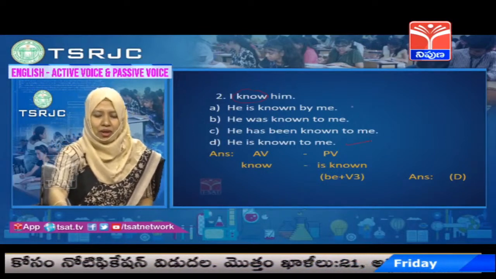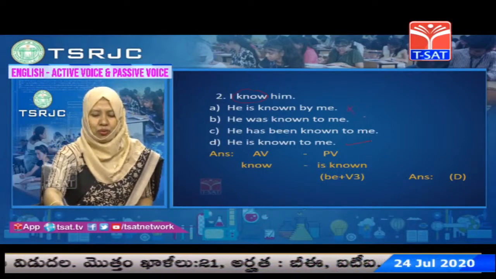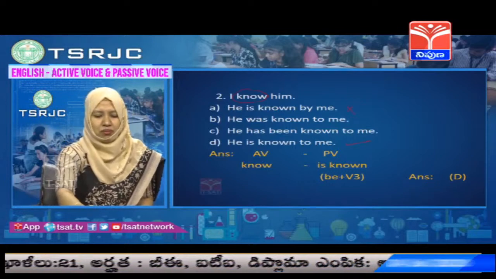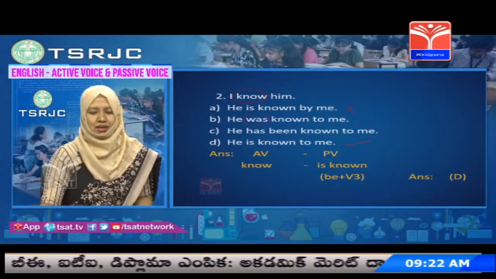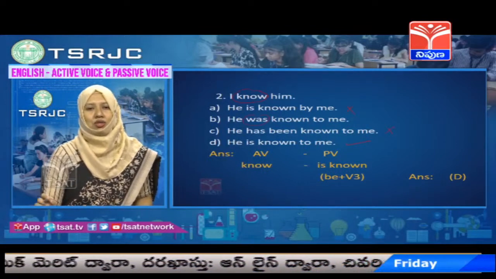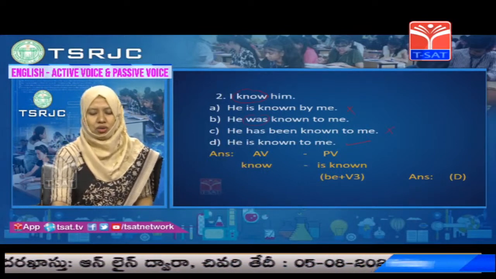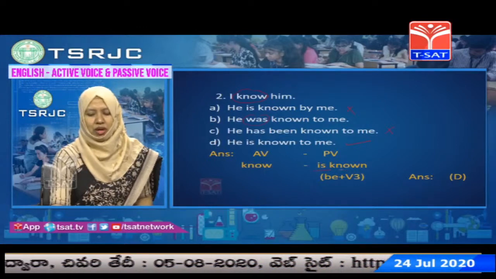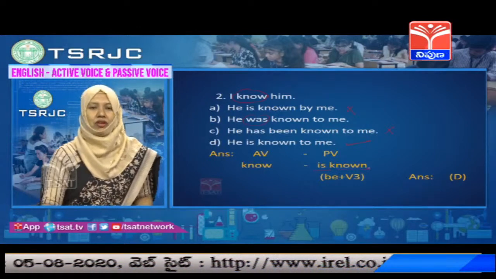He is known by me is wrong. He was known to me also is wrong because it is in present tense. He has been known to me also is wrong. He is known to me. Here, in passive voice you have to use be form plus V3 form of verb.